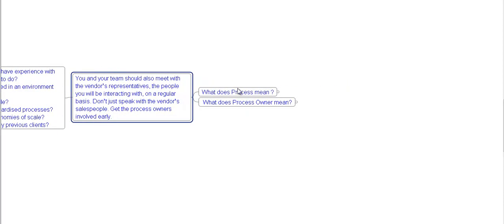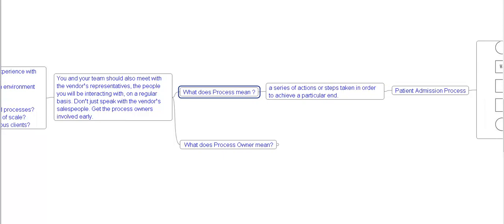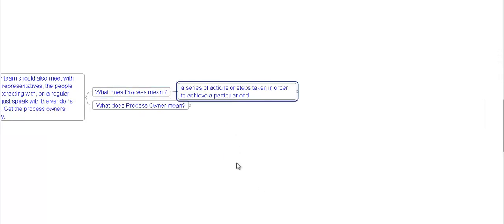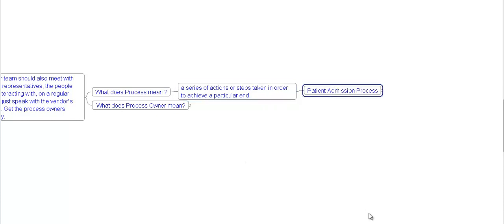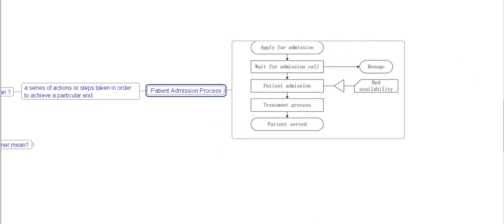What does process mean? A series of actions or steps taken in order to achieve a particular end. This diagram represents a patient admission process: patient applies for admission, waits for admission call, patient admission, treatment process, patient served.